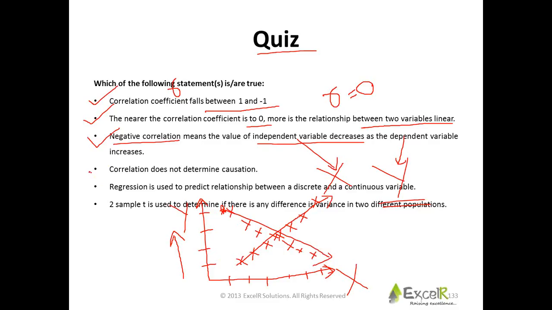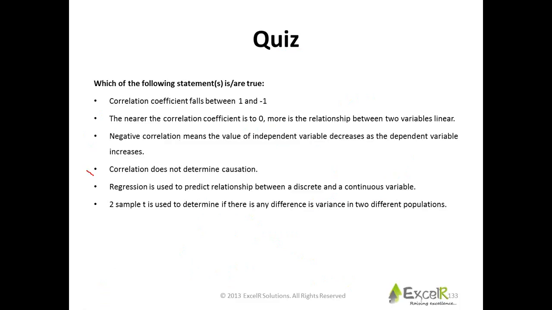All right. Next thing, correlation does not determine causation. Is this correct? Correlation does not determine causation. Is that correct? Yes, this is true. Correlation does not determine causation is correct. Correlation determines causation, that is wrong.